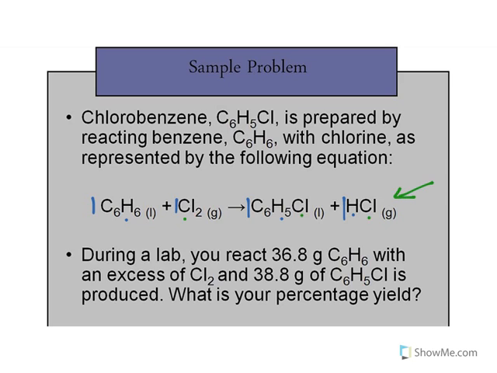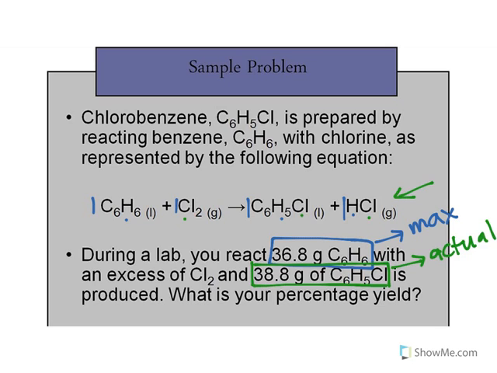So this is the problem. During a lab, you react 36.8 grams of C6H6 with an excess of Cl2. So what that means is that this is, in fact, the limiting reactant, which means this is going to tell you the maximum amount of product that's going to be produced. And when you perform the lab, 38.8 grams of C6H5Cl is produced. Okay, so this right here is your actual yield. And again, notice in this problem, it doesn't say that that's the actual yield. You really have to be able to read that problem and figure out what these two numbers represent.